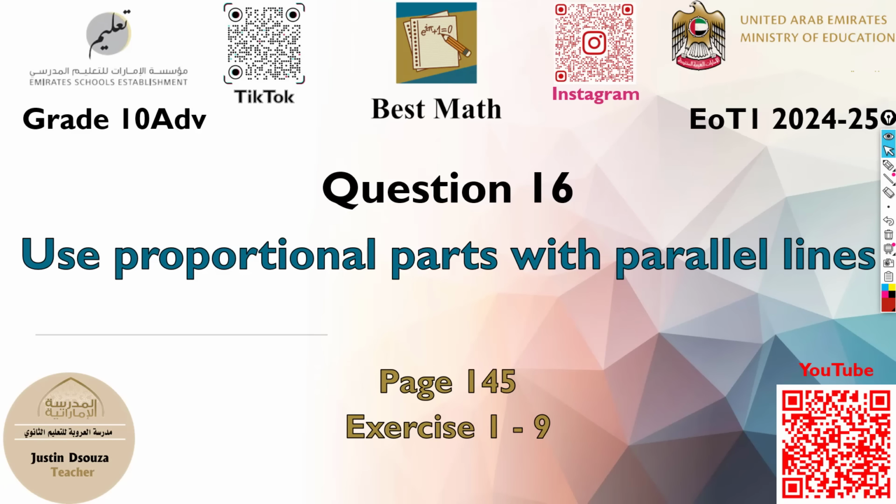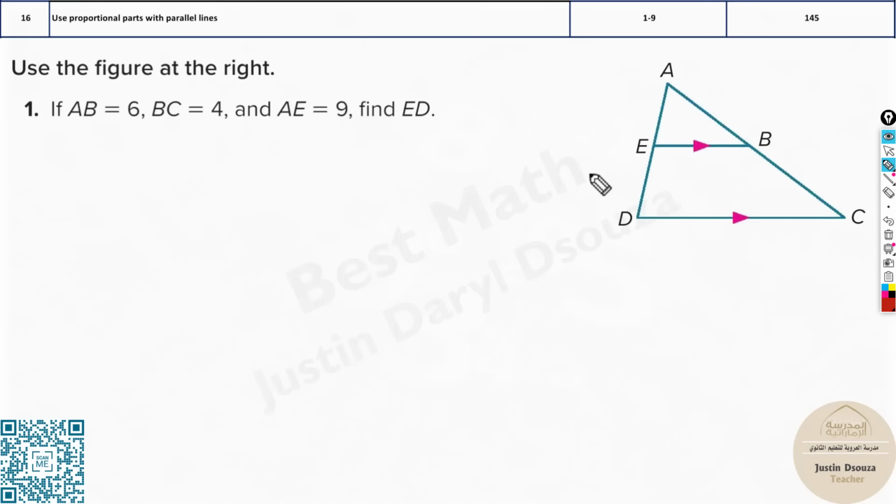In this question, we will use proportional parts with parallel lines. Here you can see these two lines are parallel. If they are cutting parallel in a triangle, then this line is proportional to this. We can write the proportionality theorem for this. Let's first see what is given. AB is 6, BC is 4, AE is 9. We need to find ED, which I'll write as x.